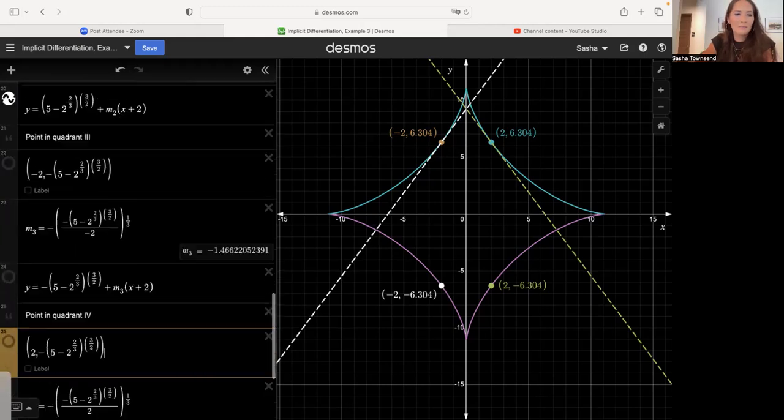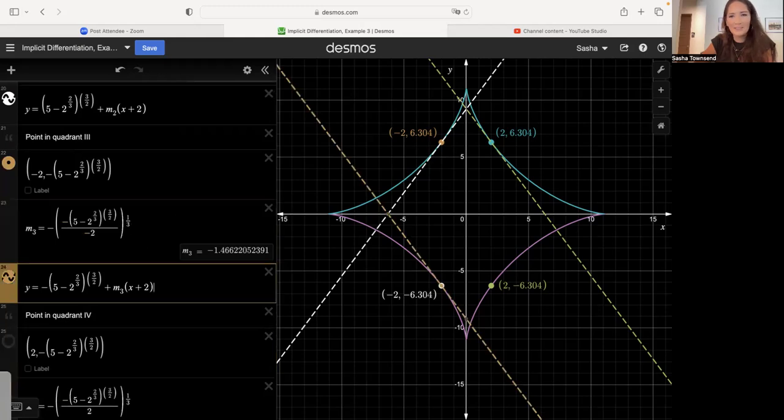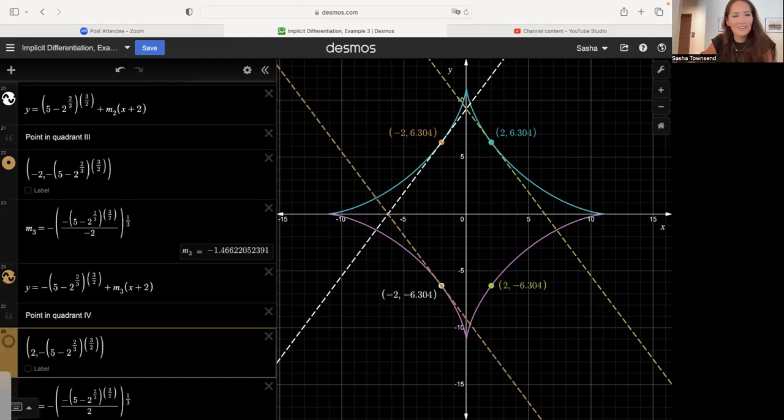Quadrant 3, we've got this point. Then we have the slope is negative y over x. This y value is negative, this x value is negative, the negatives reduce. And you get this as your slope. And we graph the tangent line as usual. Kind of reminds me of Argyle socks, right?